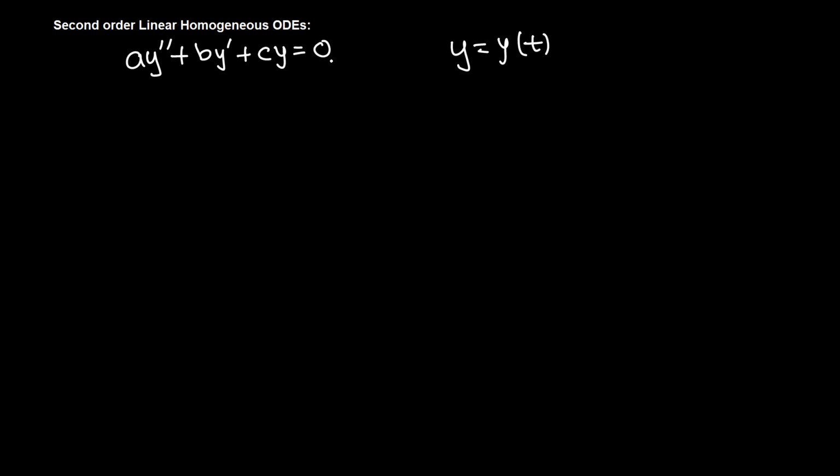the right hand side has no pure function of t, it's just 0. This is 0, that's why it's homogeneous. Now we want to solve these types of equations.